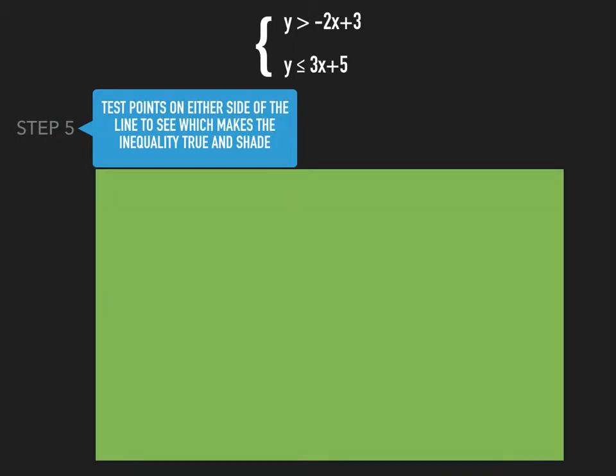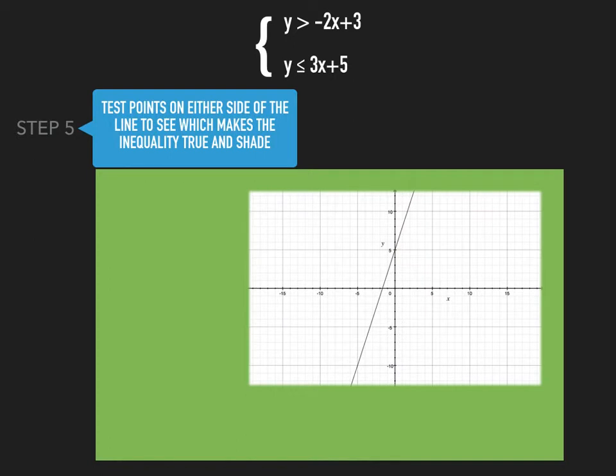So once again, you can test points on either side of the line until you find which one's true and shade that side, or you can do like I do and only test one point. So once again, I'm going to pick the point 0, 0 because it's the easiest. So I take 3 is less than or equal to 3x plus 5. Plug in 0 for y and 0 for x. 3 times 0 is 0 plus 5 is 5. So I get 0 is less than or equal to 5.